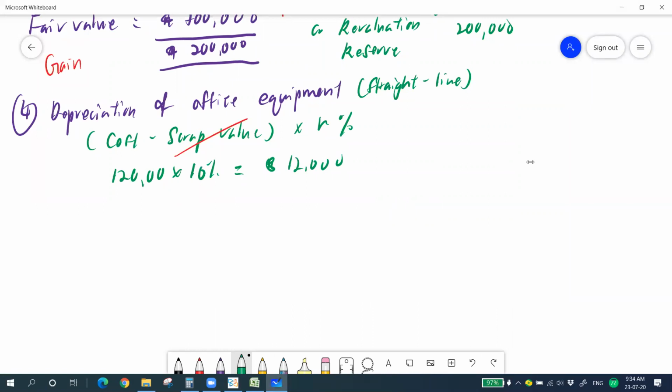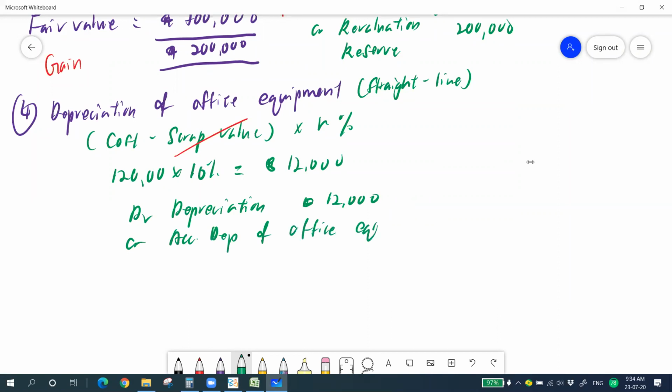What is the double entry for this 12,000? We debit depreciation expenses 12,000, and then we credit accumulated depreciation of office equipment, 12,000. So this is the double entry. So we calculate the depreciation for office equipment first, and then followed by machinery.